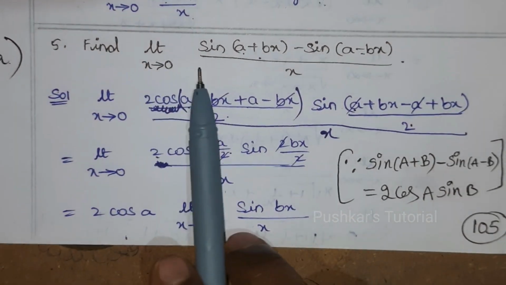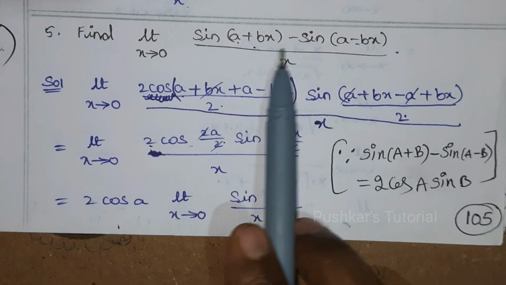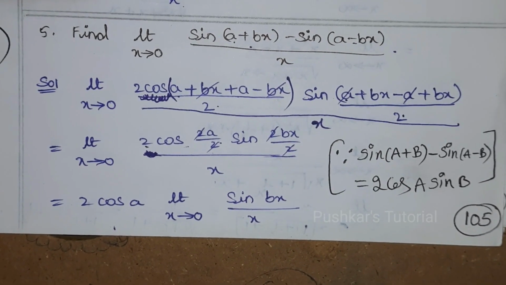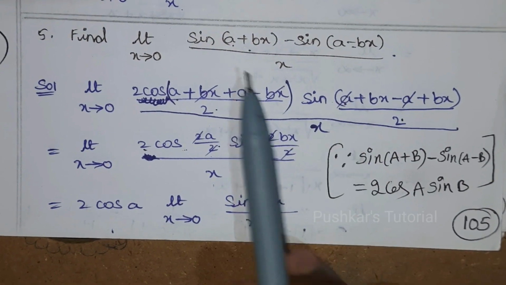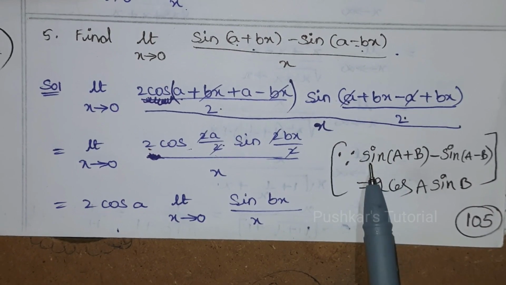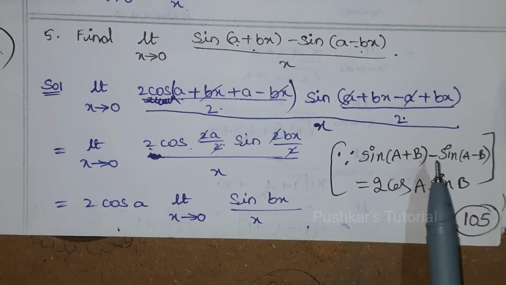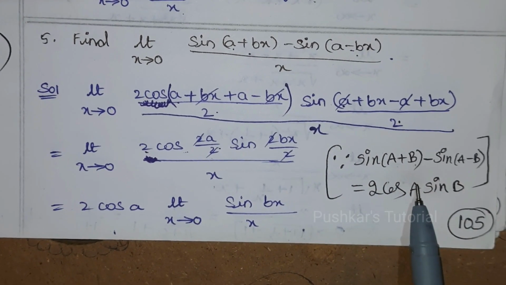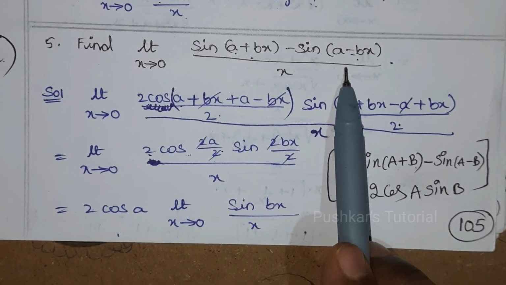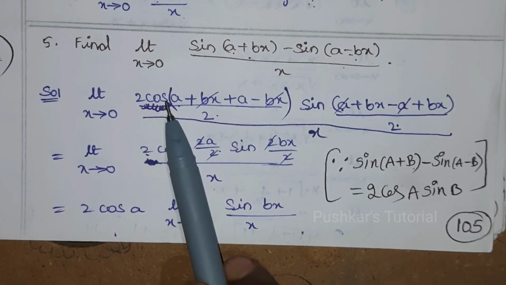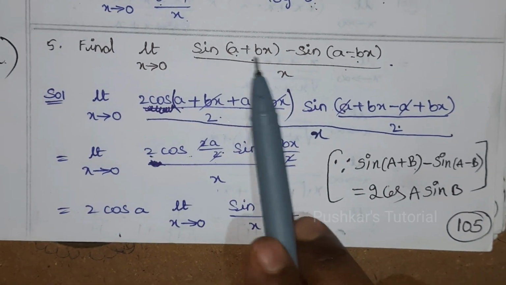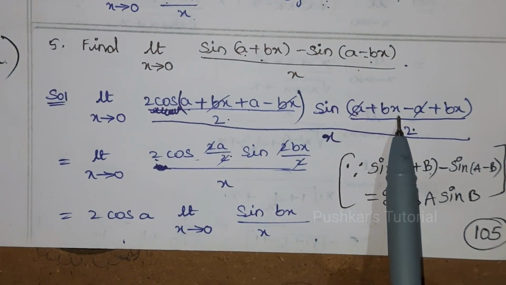Next, find the limit as x tends to 0 of sine of (a plus bx) minus sine of (a minus bx). So students will remember the formula sin c minus sin d. Otherwise, we can also go directly through sine of a plus b minus sine of a minus b. But students will mostly remember sin c minus sin d. The formula is 2 cos((c plus d) by 2) sin((c minus d) by 2).